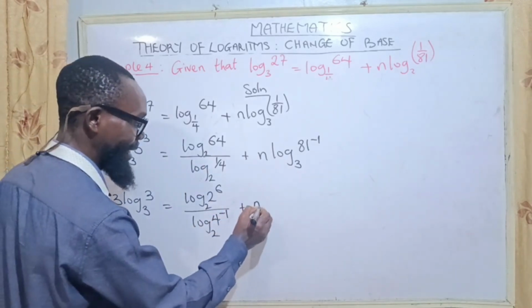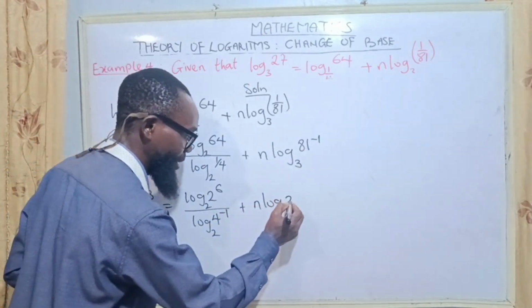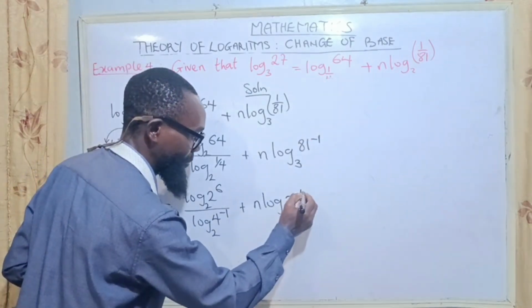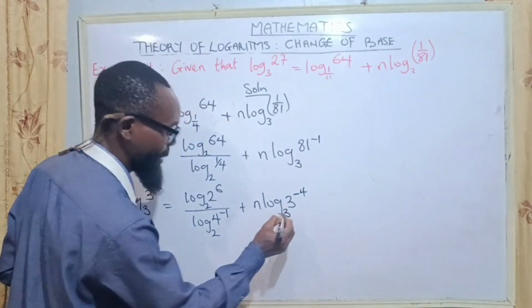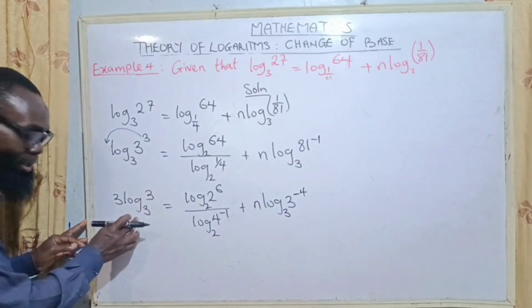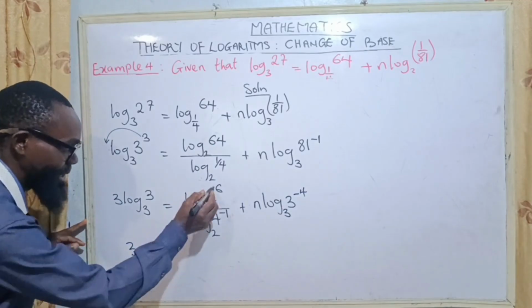Then plus n log. This 81 can be written as 3 raised to the power 4. But that 4 multiplied by minus 1, minus 4, base 3. Then we proceed. Log 3 base 3 is 1. 1 times 3, I have 3, is equals to, this 6 will move forward.